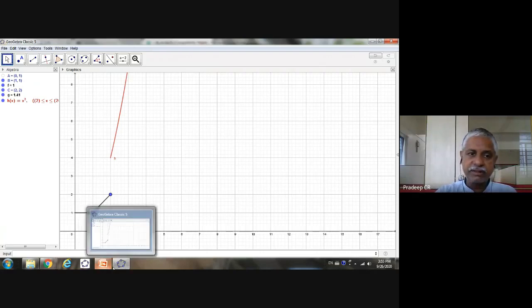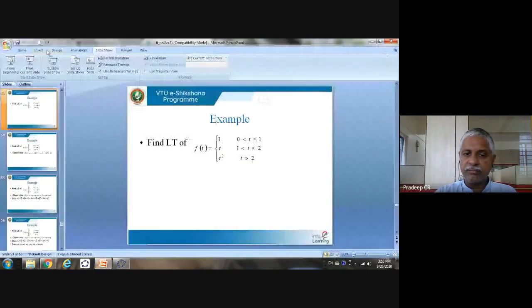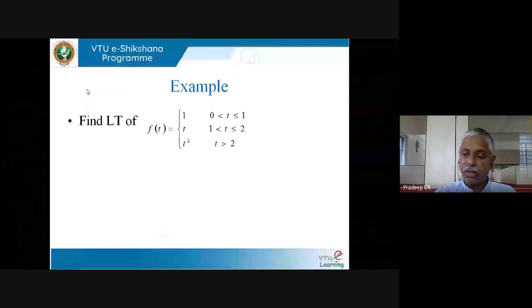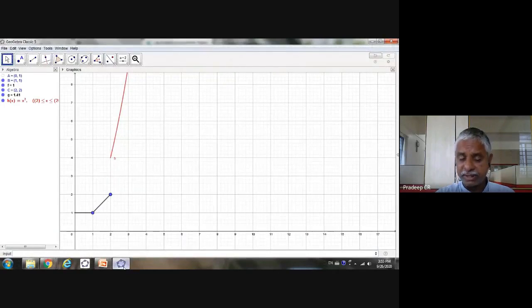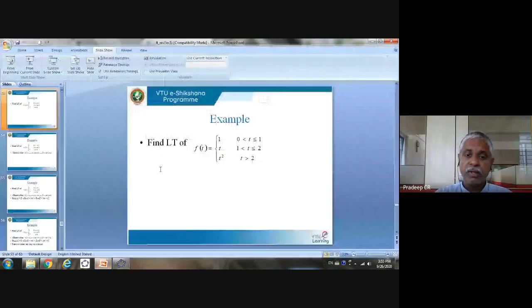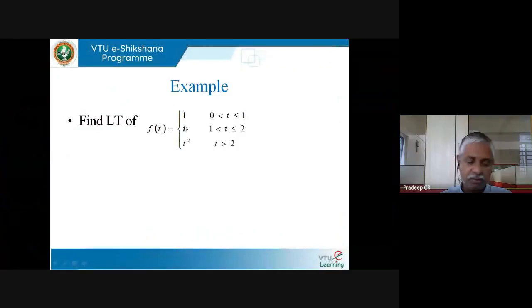So for this function, I want to find the Laplace transform. How do I do that? I'd promised this kind of thing where the function has 3 different forms in 3 different patches. So in this case, for the patch 0 to 1, the function looks one way, patch 1 to 2 it looks another way, patch 2 onwards it looks yet another way. So that is why this is a different kind of function. So I want to find the Laplace transform of this.